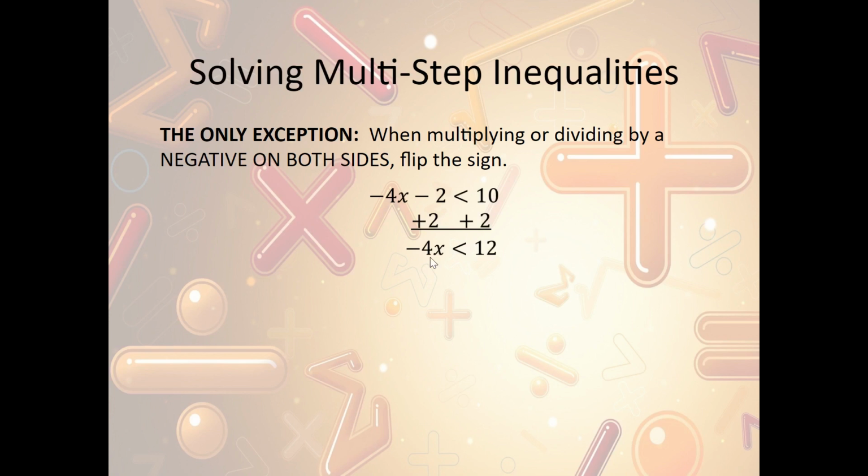So in this case, we're going to divide both sides by -4. When we do that, we need to take this sign and flip it and go the other way. So we flip the sign, and we get -4 divided by -4 is 1, and 12 divided by -4 is -3. So we get x, and now we flip the sign, so it says greater than -3. Anytime we multiply or divide both sides by a negative number, we're always going to flip the sign.